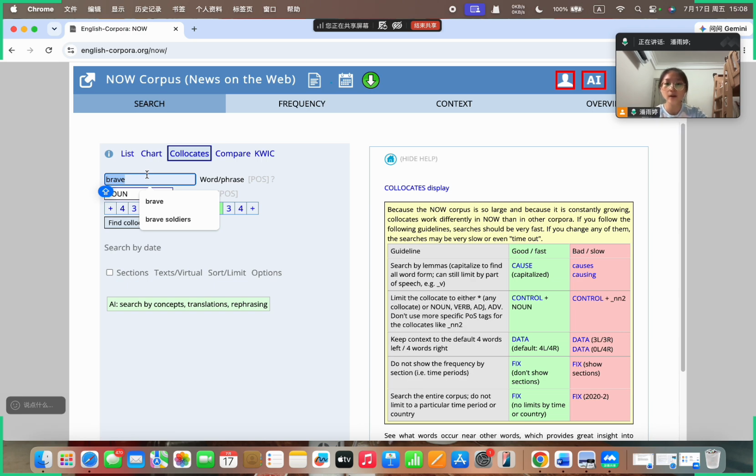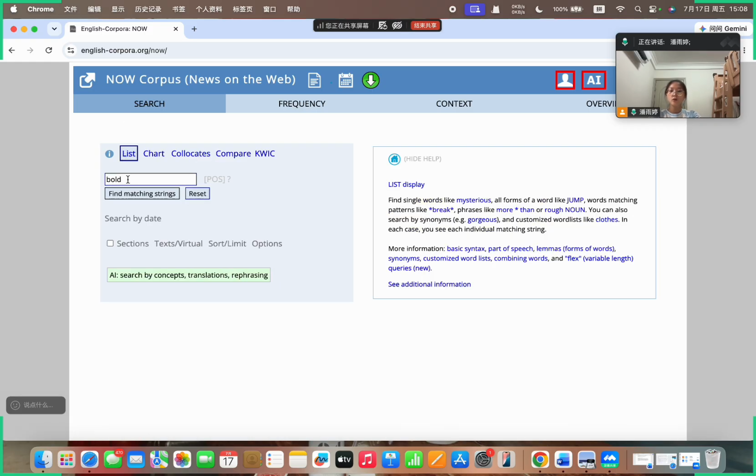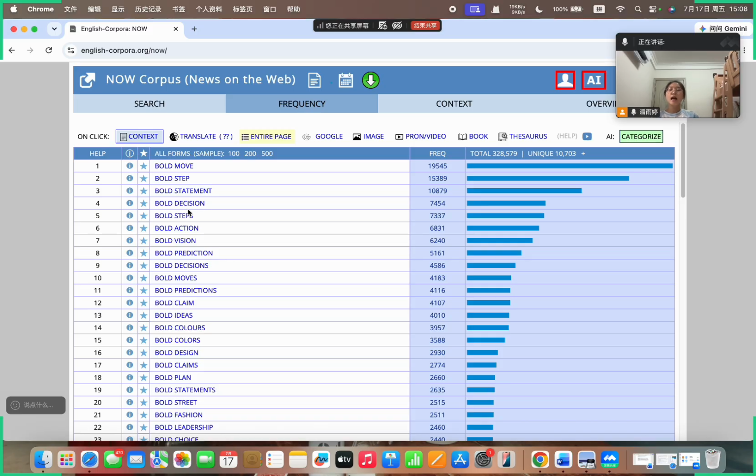So I use a string search instead. I click list and I type bold followed by the non tag. Here are the results. Unlike brief, the collocates of bold are almost all actions and decisions like move, step, decision, and action. So the two words modify completely different kinds of nouns.